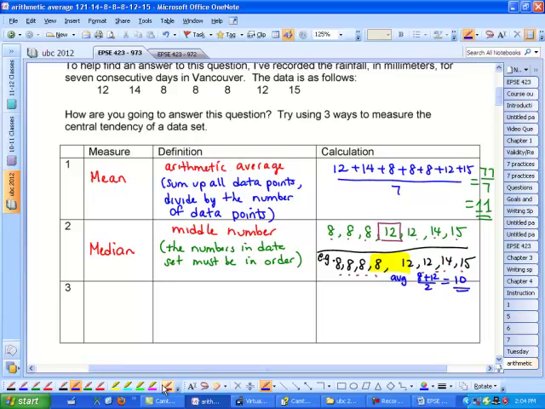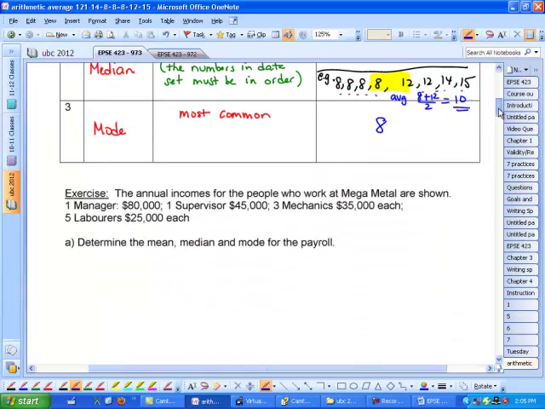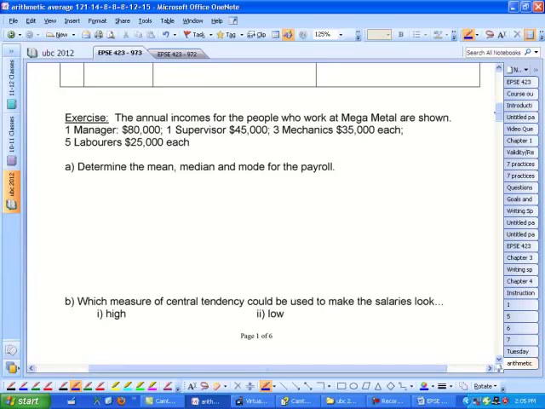And the last one is called the mode. That's the most common. You look at your list and see which number comes up most of the time. And of course, this one is just 8. So 3 measures of central tendency, trying to find out, given a set of data, what the middle, the center, is going to be. So I'm going to ask you to take a look at this example now. Here we have annual incomes for people who work at Mega Metal.